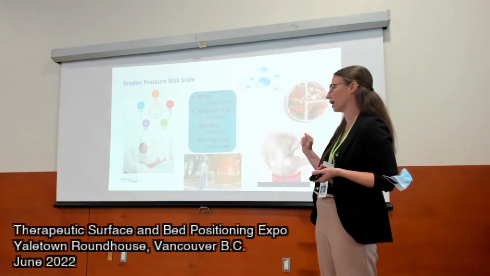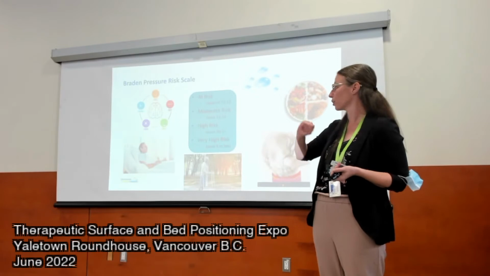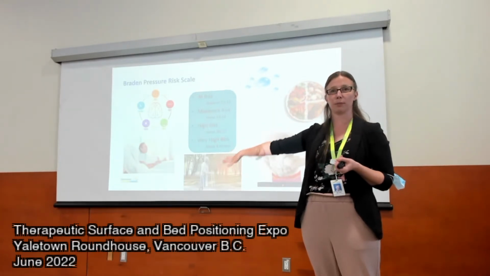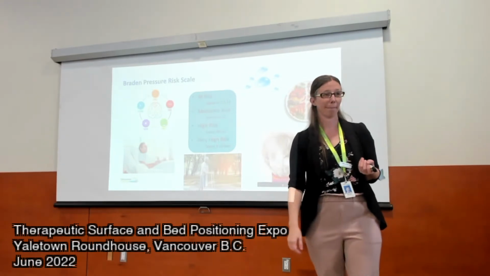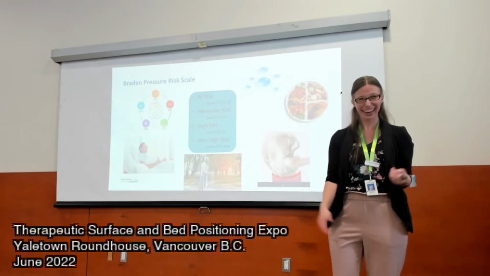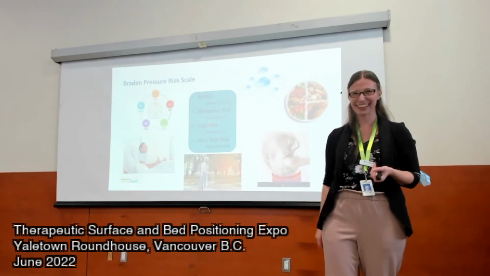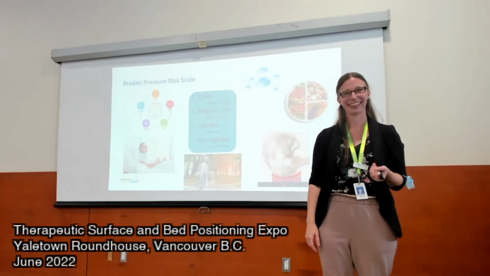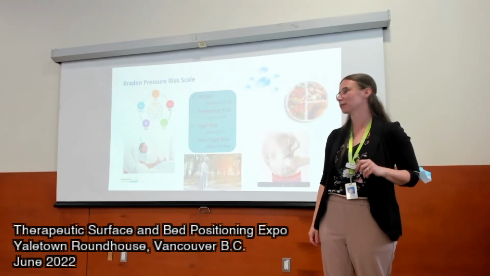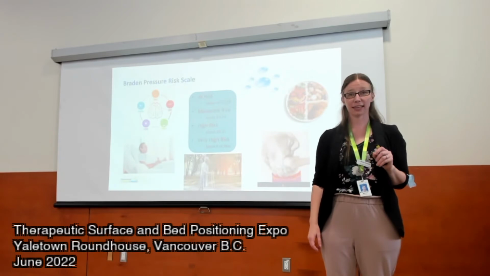So if somebody has a low subscore for mobility, what are some interventions that we would put in place? It's not a trick question. It sounds like it is. You do it every day. Repositioning schedule? Repositioning schedules, absolutely. Anything else?